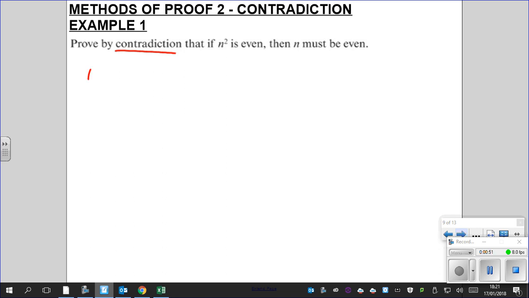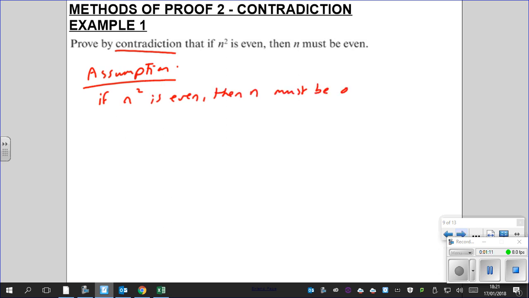So, assumption. It says, prove by contradiction that if n squared is even, then n must be even. So we're going to assume the opposite is true. So we're going to assume if n squared is even, then n must be odd. Okay? So how do we write an odd number? So assume then that n is odd, so we'll write that as n equals 2k plus 1.